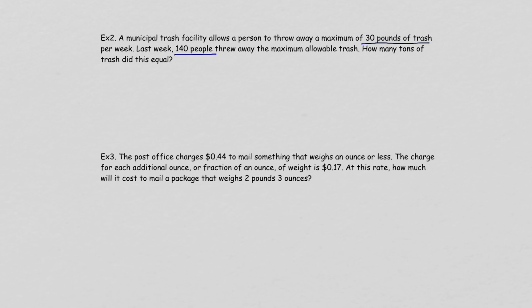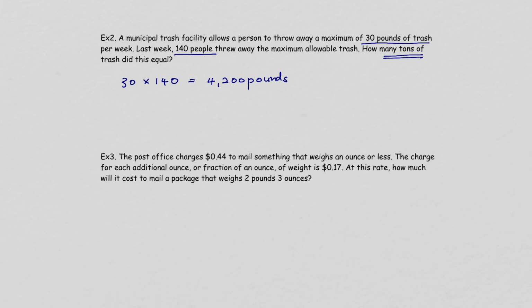So the first thing you wanted to do is find exactly what the amount of trash thrown from 140 people is. So basically you're going to multiply, find the total of the trash in pounds, then we wanted to change it to tons, right? That's what we're doing. So to find the total, you're going to multiply 30 times 140. When you multiply these two, you will get 4,200, and this is going to be in units of pounds.